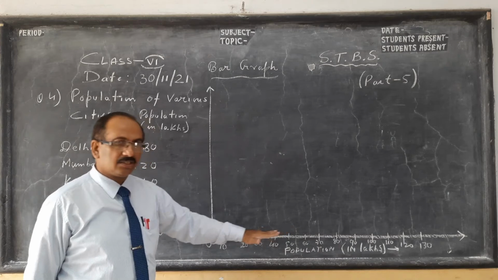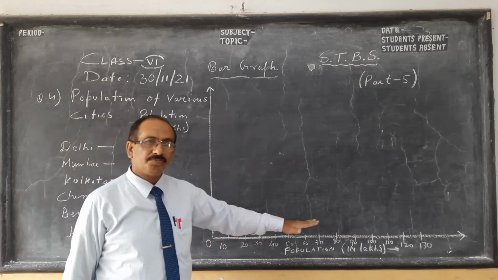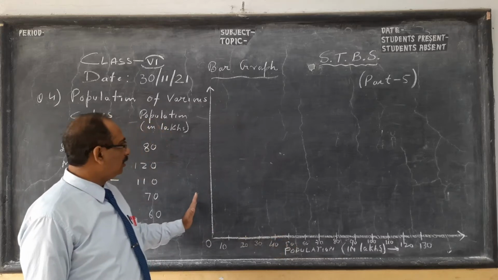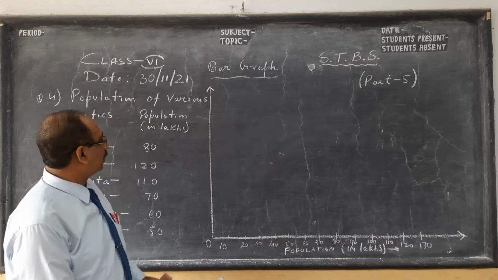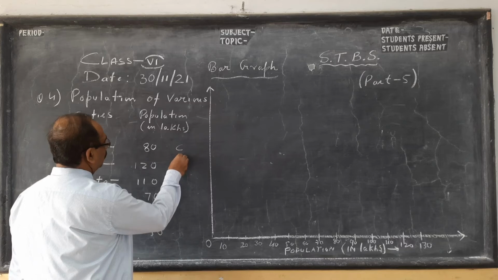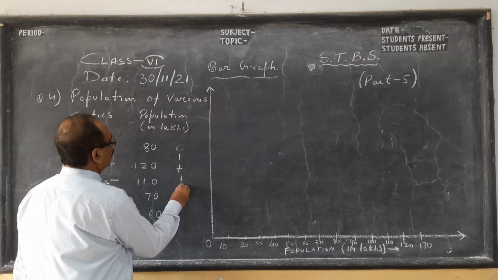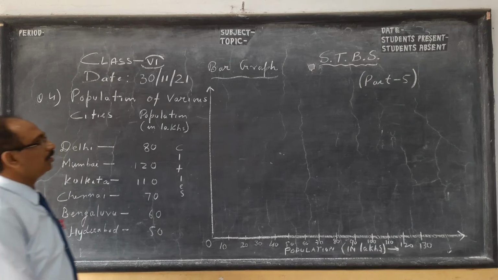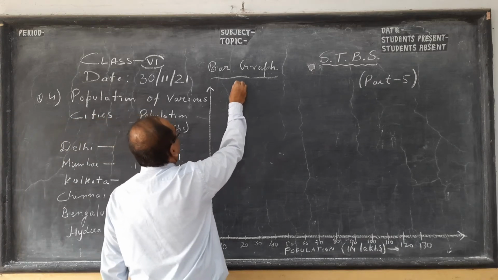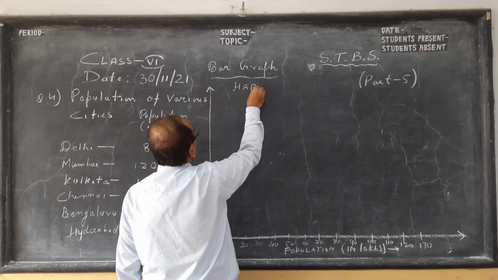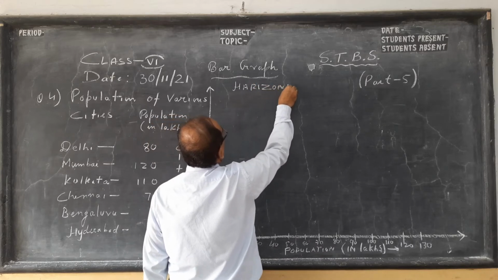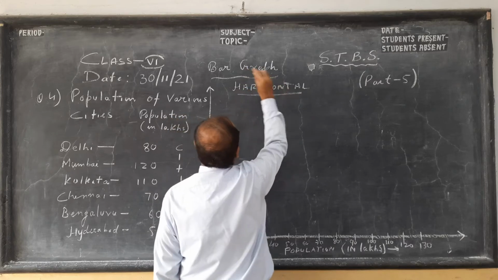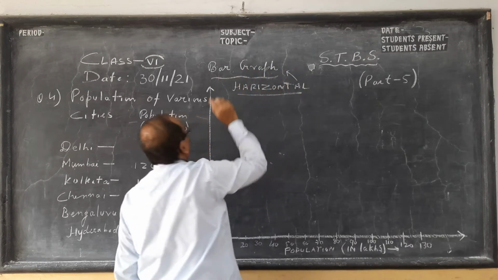So on the x-axis, children, we draw the population in lakhs, and on this axis we will write down the cities. So what I am going to teach you today is the horizontal bar graph. Horizontal bar graph, okay, so we will see it now.